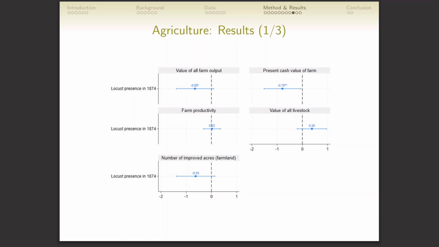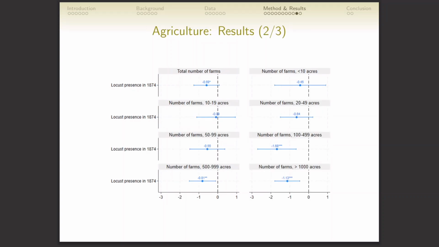Farm productivity didn't change. We don't find any real significant difference in increase of livestock. It increases, but it's certainly not significant. Sample size here is not 7 million, by the way. It's whatever the 500 is. Not surprising because it's before cattle ranching. The number of acres of farmland also didn't change much.